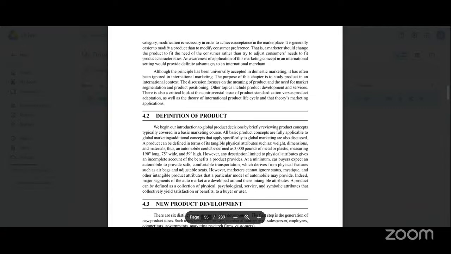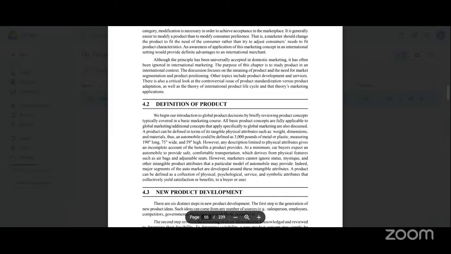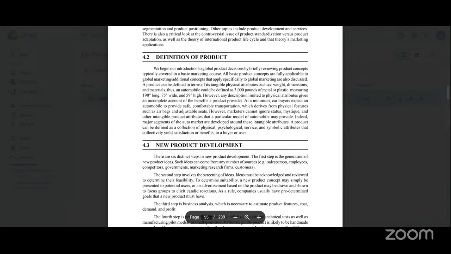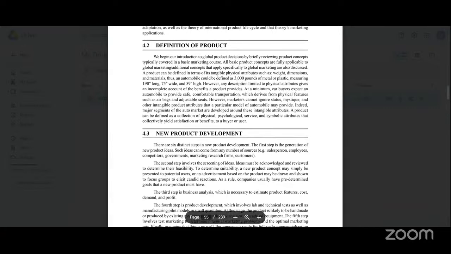The principle that we need to understand here is that though it is based in domestic marketing, it also has to be expanded to international marketing. So let us first look at the definition of product. When you talk about a product, all basic product concepts are fully applicable to global marketing just as they are applicable to the domestic or local market.